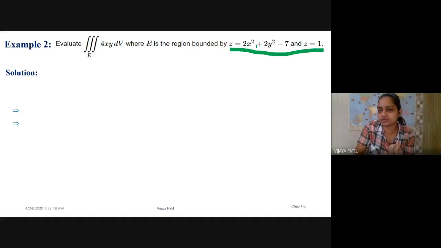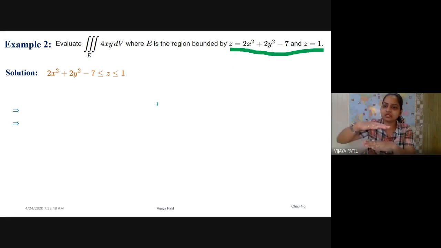So if you'll observe this 2x square plus 2y square minus 7, I'm going to get my limit as, so what is it? This is the limit from the lower limit and the upper limit. Why am I saying this? So z equals 1. If you'll observe, z equals 1 will be somewhere up here on the z axis. This is a plane where z is always 1. So x and y will move around, but z will remain 1 everywhere.